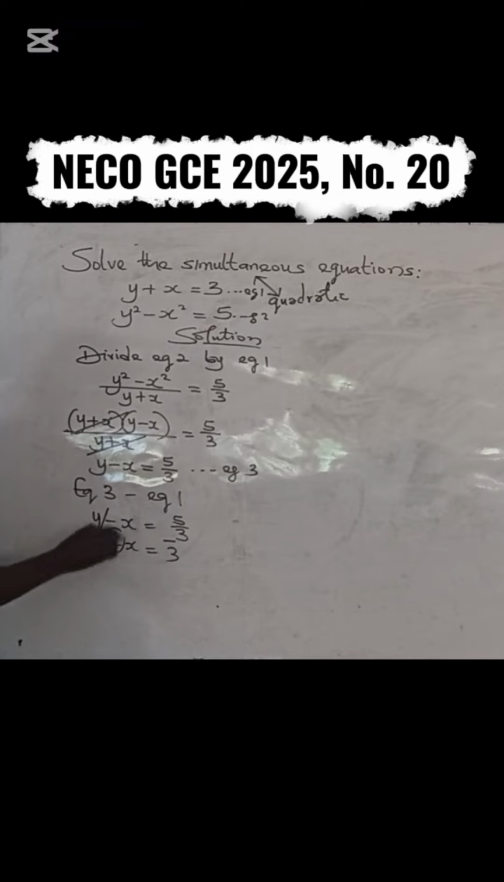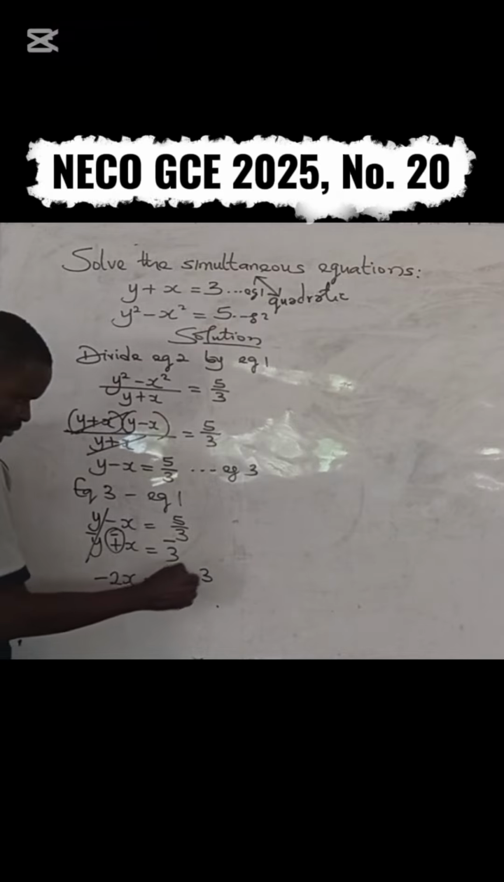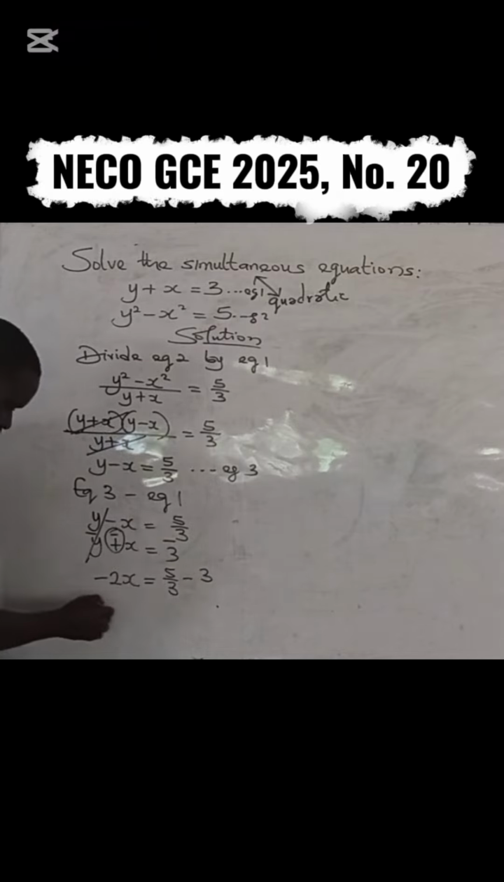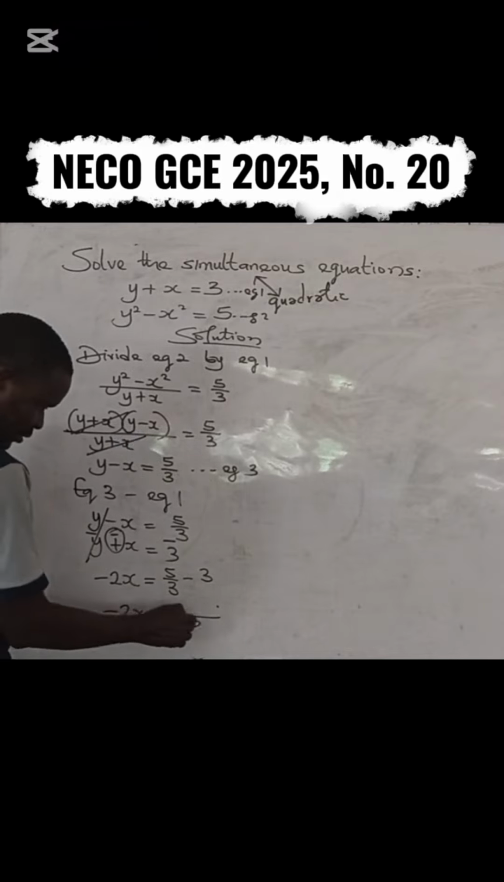this cancels this. This is minus 2x. So here we are going to have minus x, this is minus here, minus x minus x. We are going to have minus 2x equals 5 over 3 minus 3. That is this minus this. So we are going to have minus 2x equals, if you find the LCM of this, it is going to be 3 here.